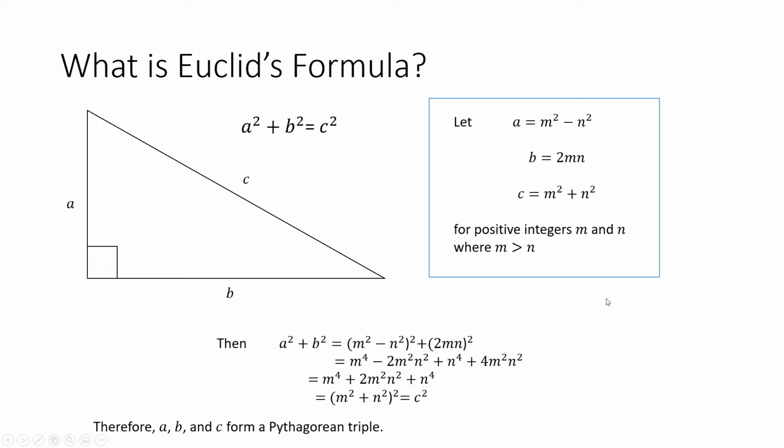And what Euclid's formula says is for two numbers m and n, both positive integers where m is greater than n, we can put a equal to m squared minus n squared, b equal to 2mn, c equal to m squared plus n squared, and if those conditions are obeyed, then ABC will form a Pythagorean triple, or a set of three numbers which form sides of a right angle triangle. And I've got a quick proof that this formula works down here.